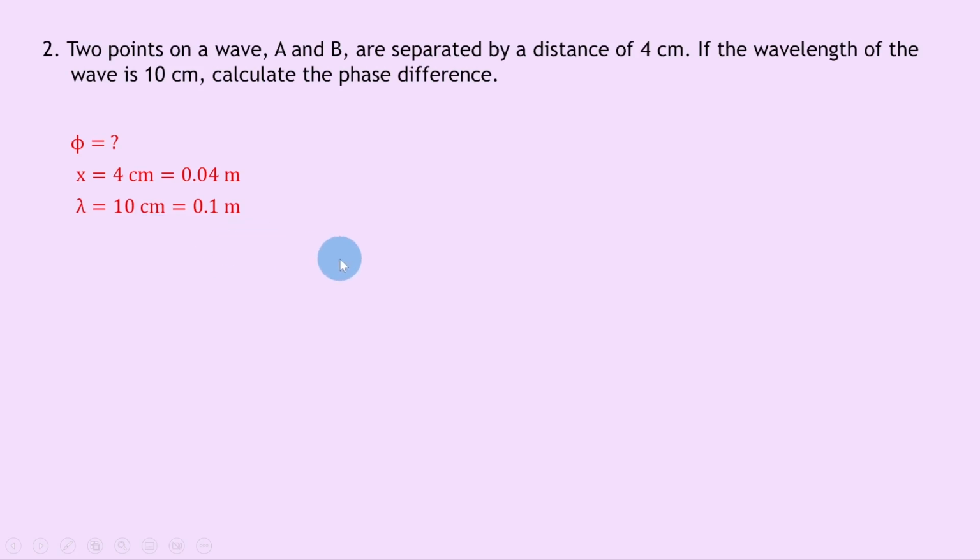And then we can write down our equation relating phase difference and wavelength. So we have phi is equal to 2 pi x over lambda. Substituting in the numbers gives 2 pi times 0.04 divided by 0.1. And putting that into your calculator should give you an answer of 2.5 radians.